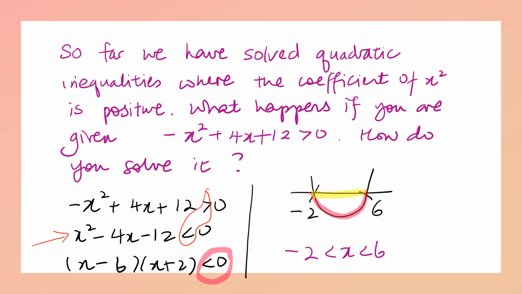You don't have to remember what N-shape, U-shape, what happened, which region to take. So if you're given an inequality with the coefficient of x squared negative, multiply every term by -1 and then flip the inequality sign to get a U-shaped curve. And then you can just apply the methods, the skills we have learned for the first 4 examples we have done.